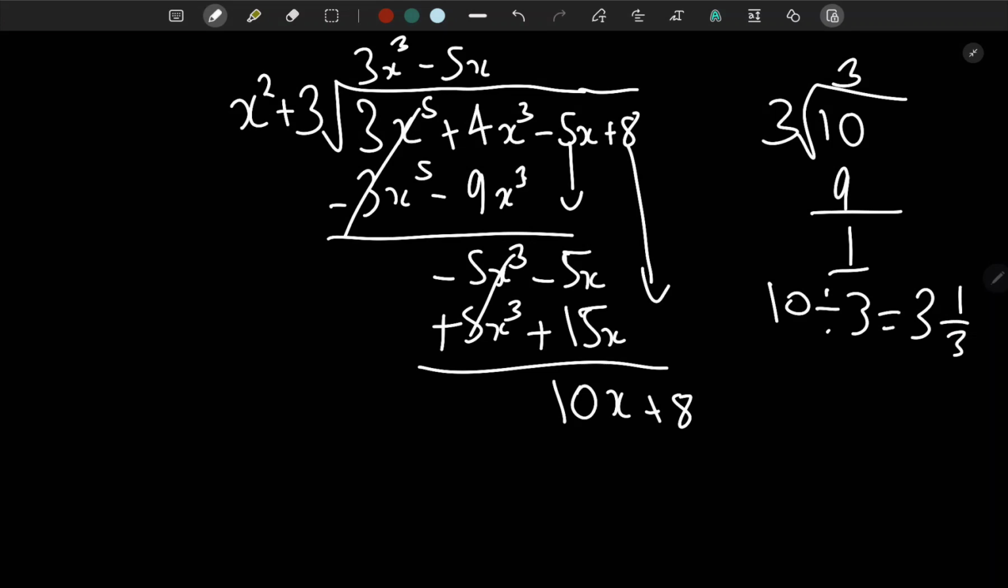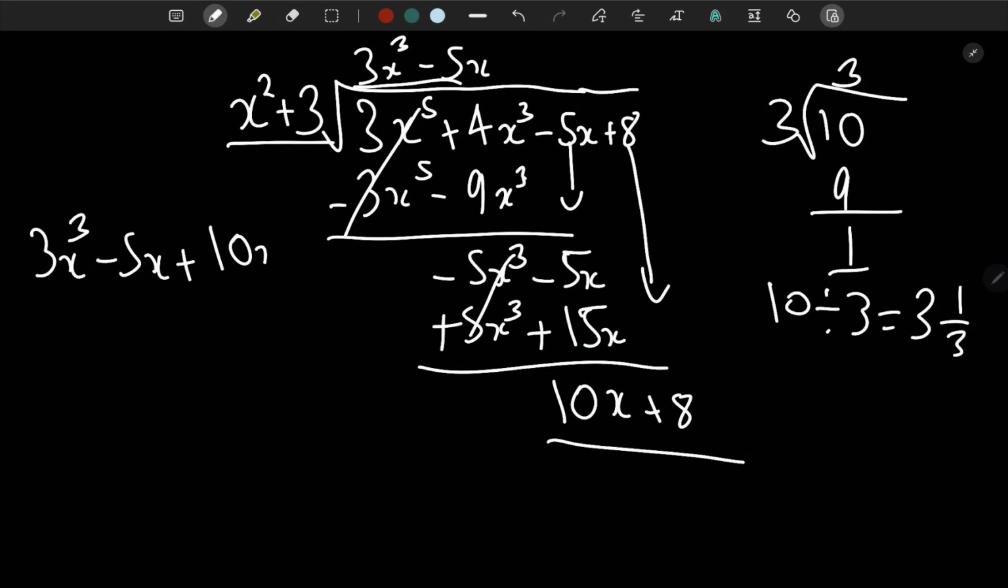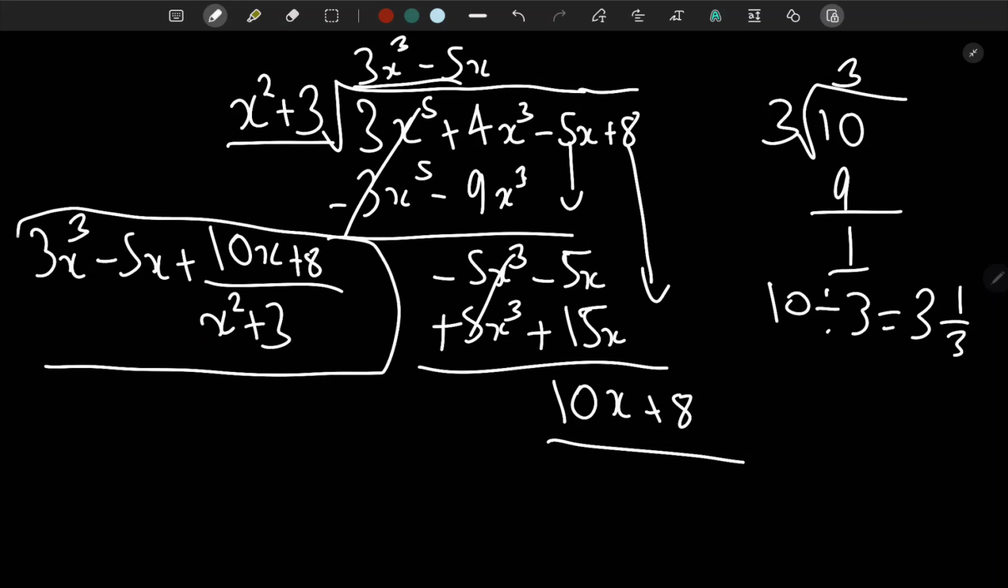So here the final answer would be 3x to the power of 3 minus 5x, the quotient, and the remainder divided by this part, so it's going to be plus 10x. Okay, I need more space over here, so I'm just going to move down, divided by x to the power of 2 plus 3, and this is the final answer, since we cannot divide this further.